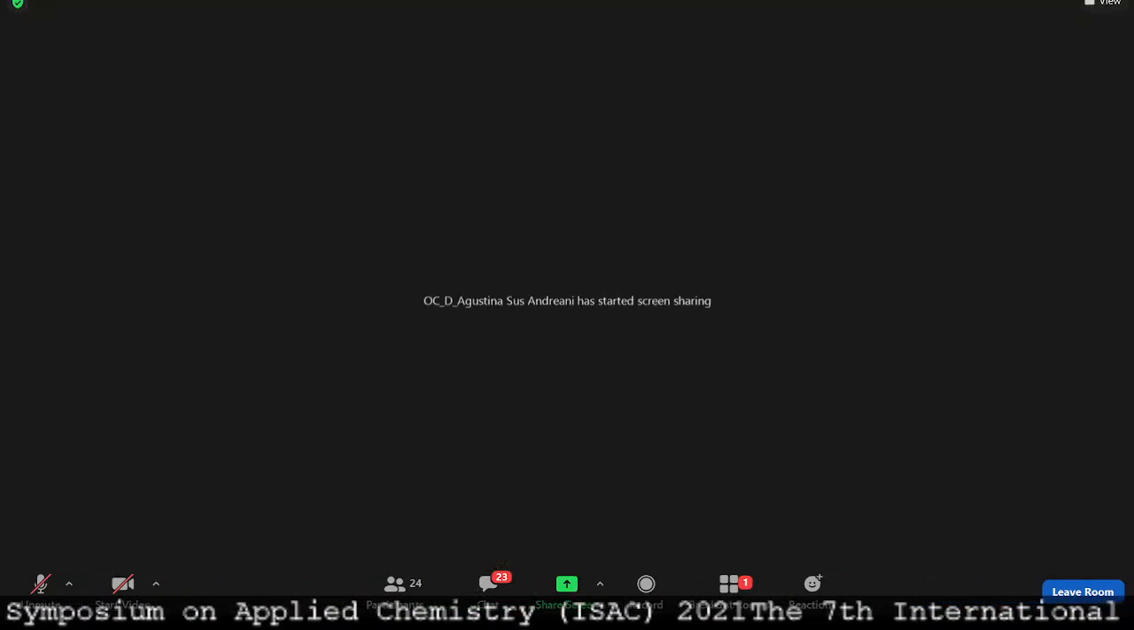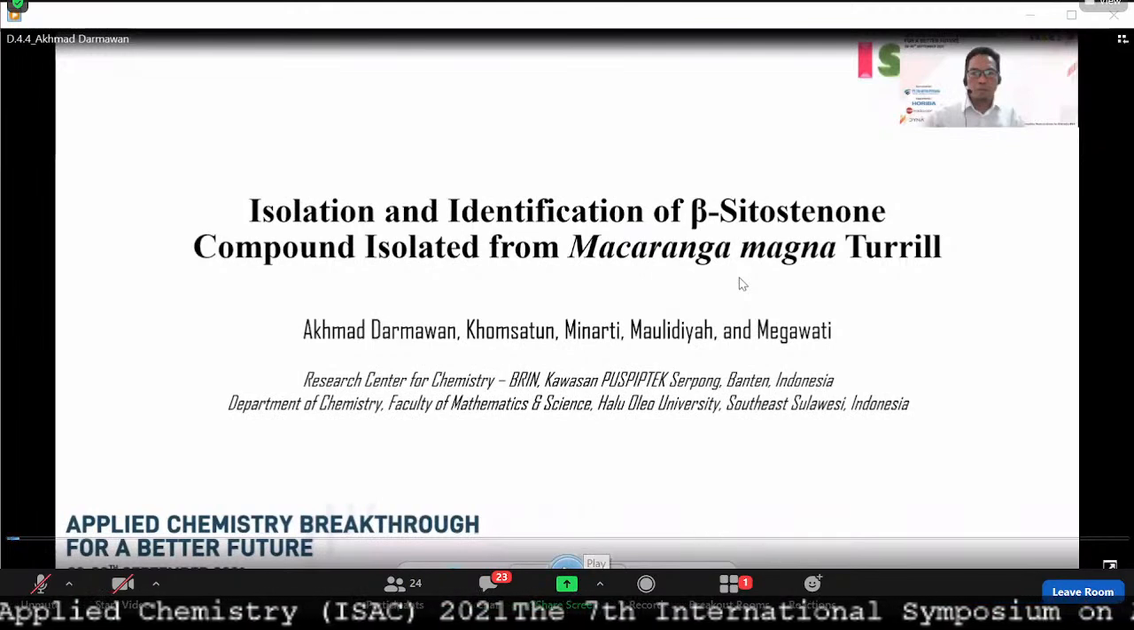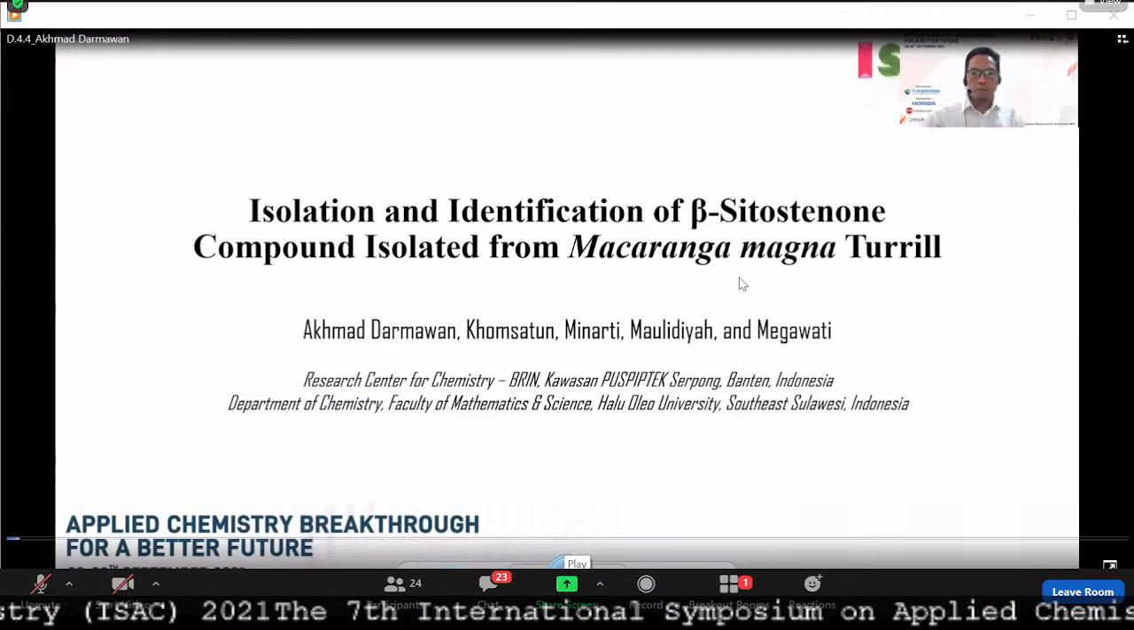Thank you very much for the very nice presentation about Alpinia malaccensis. Okay, now going to the next speaker, the first presenter, Mr. Ahmad Darmawan, will deliver a presentation entitled Isolation and Identification of Beta-Testosterone Compounds Isolated from Macaranga natural. Please welcome Bapak Ahmad Darmawan, and please, the co-host, play the video.